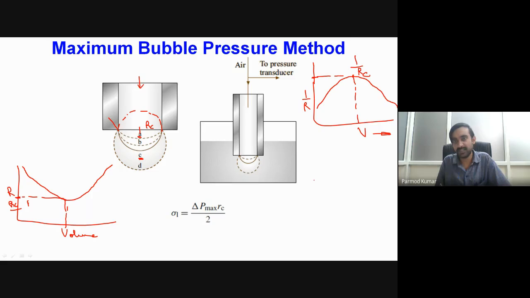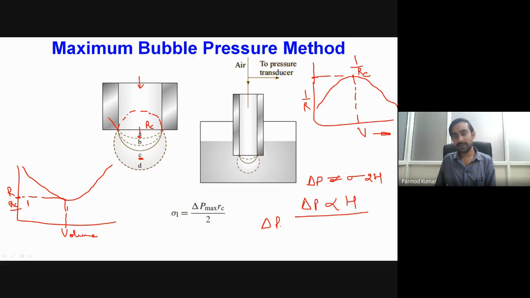We know that the pressure drop is equal to sigma times curvature. Because pressure drop is directly proportional to the curvature, when we have the maximum curvature, we will have the maximum value of the pressure. So we can simply say that delta P max will be equal to sigma times 2 divided by RC, where RC is the radius of the capillary.